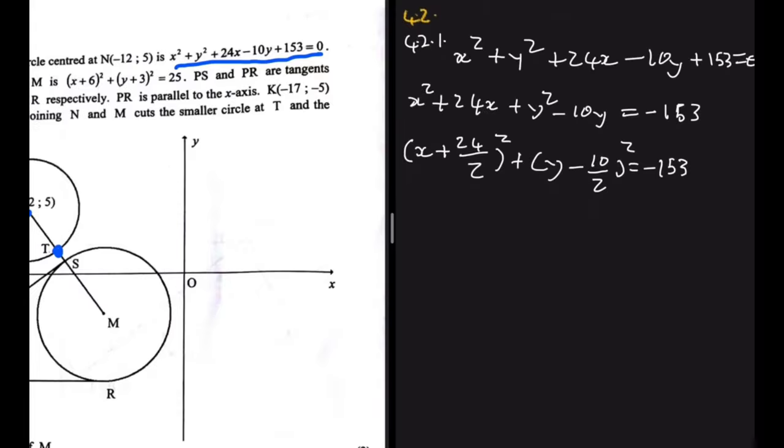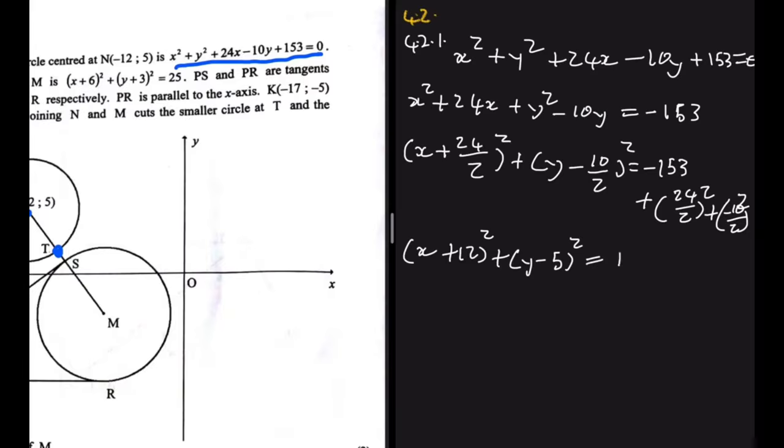153, right? But then you have to go to the right hand side and say plus (24/2) squared plus (-10/2) squared, right? If you do that, then you're going to find the equation of your circle. So if we compute that, we're going to get (x + 12)² + (y - 5)² = 16, right? We're looking for the radius.